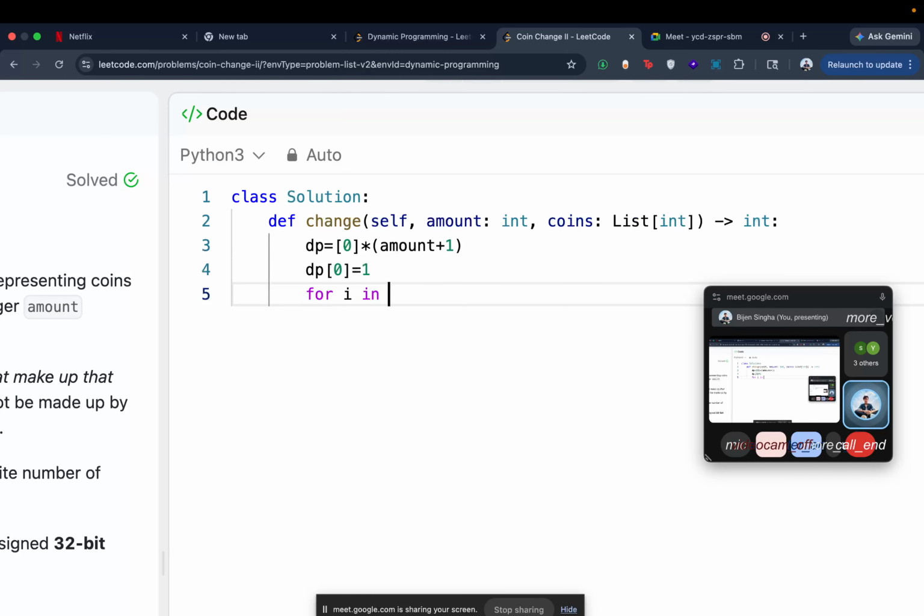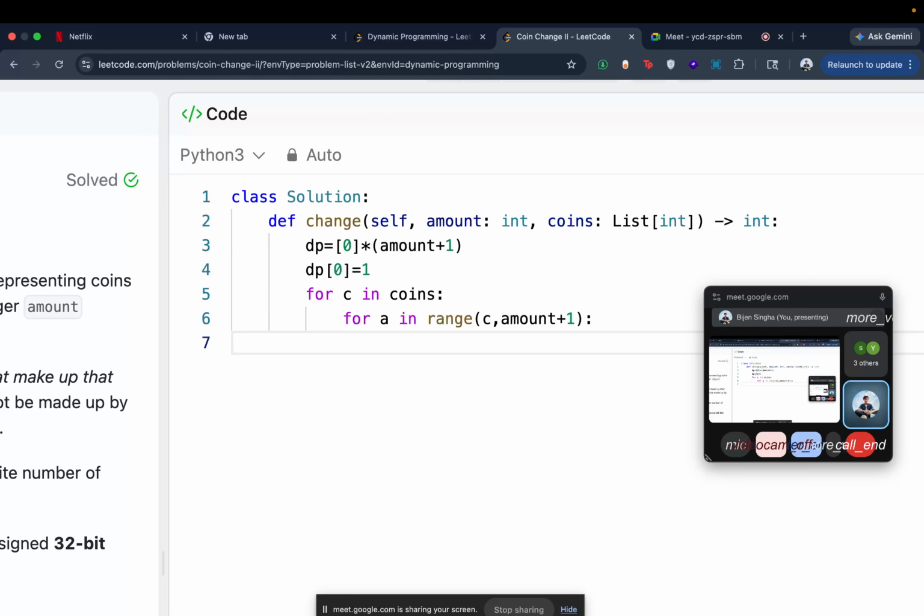Now for c in coins, what I'll do is for amount in range from c, that coin, to amount plus 1. Are you understanding? Only from that coin value can I change. Whatever the coin value is, I can change from that coin. Lower than that, I can't change.